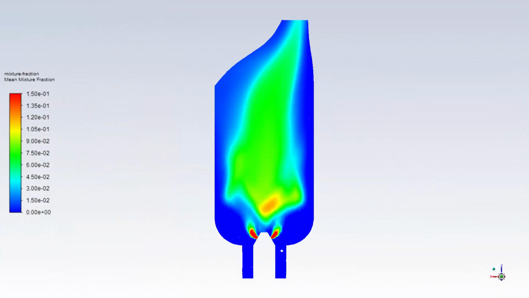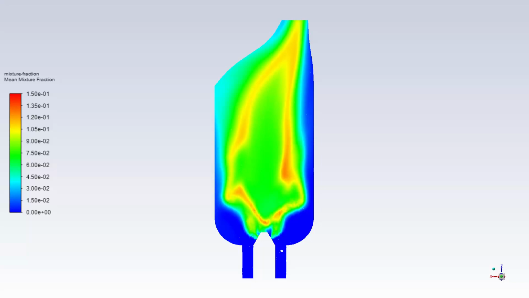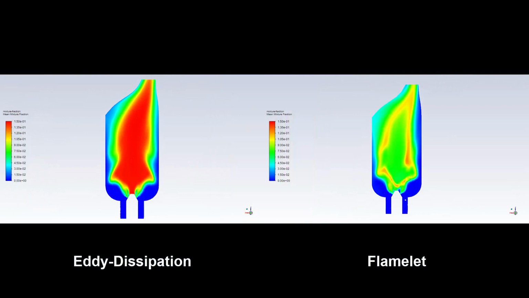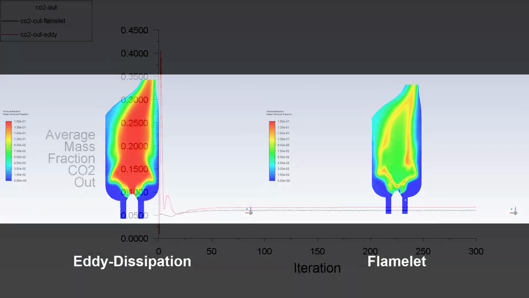In preparation for this portion of the demonstration, I prepared a few plots. Here's a plot showing how the mean mixture fraction changes as the fluid traverses the canister. Here's the CO2 mass fraction contour plot at the XZ plane. I can compare this plot to the plot produced using the eddy dissipation model at the same location. As we can see, the flamelet model predicts a significantly different CO2 mass fraction contour.